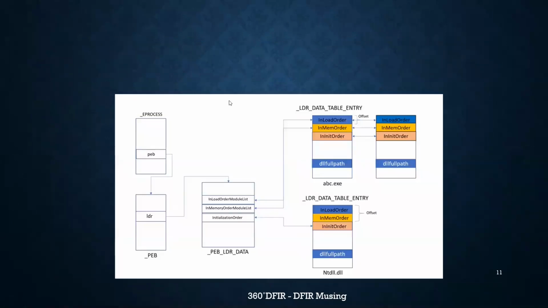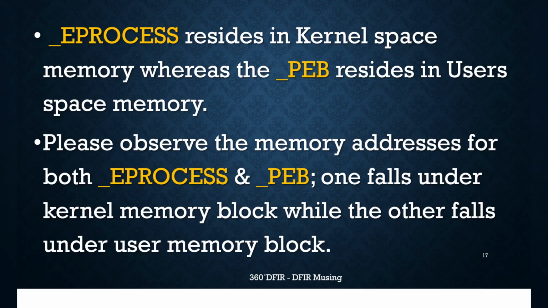Okay, again, every process which is actively loaded in memory has an EPROCESS structure. Independent of whether the process itself is part of user space memory or kernel space memory, the EPROCESS structure, which is the metadata structure for each process, will be part of the kernel memory. EPROCESS has the PEB, the process environment block, which has a field called LDR. So there is a pointer to the PEB structure.